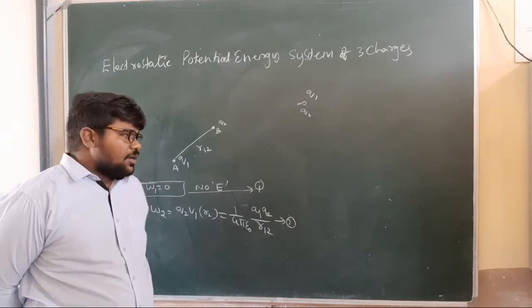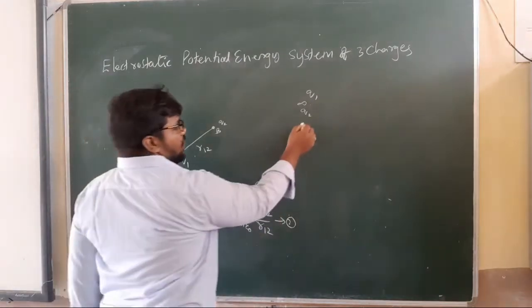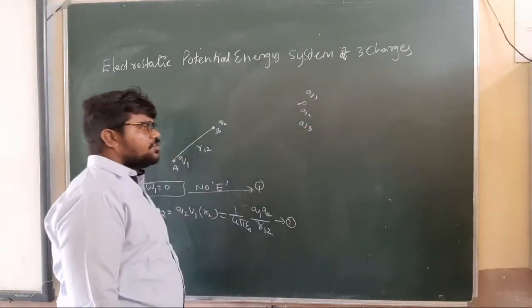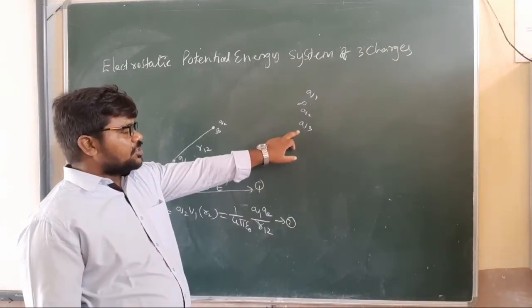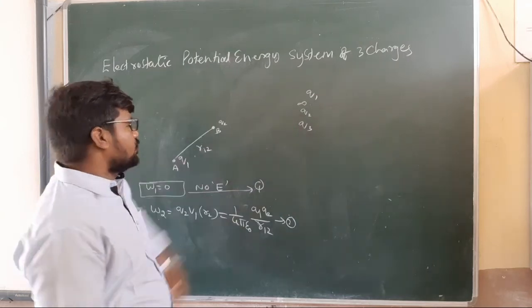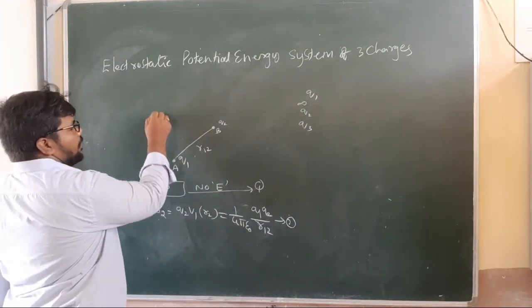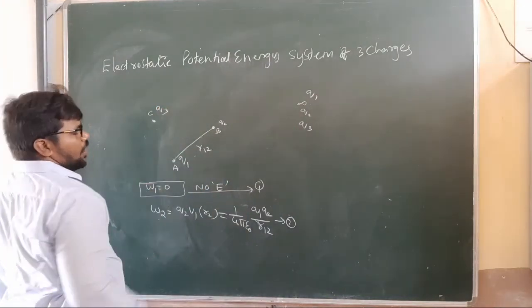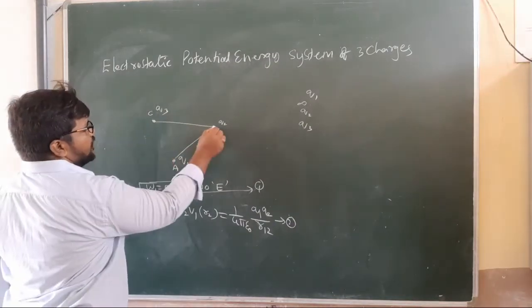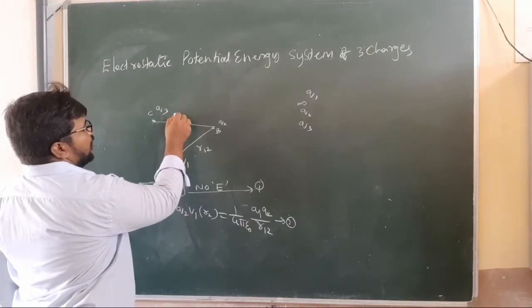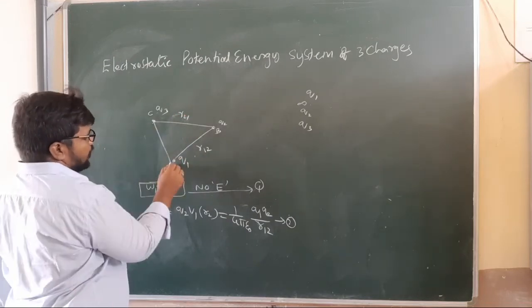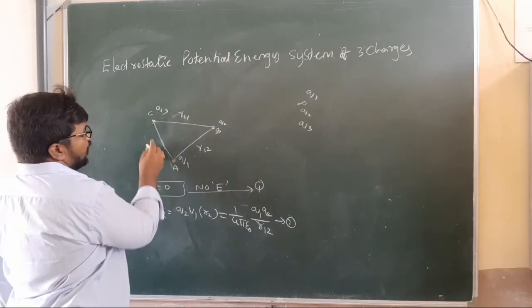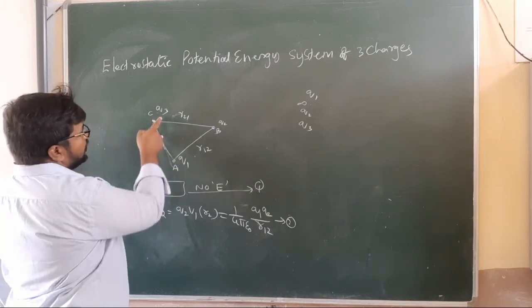Then the remaining work done, W3, is also available. Okay, see here, when the third charge q3 is brought, consider the work done in bringing test charge q3 from infinite distance to point C. In this case, the distance between C and B is r23, and C to A is r13.